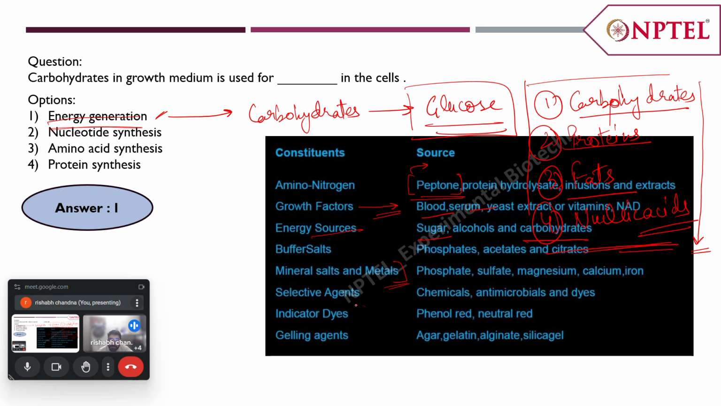Then we have selective agents that help us to grow only the specific cells but not the contaminations. For example, in animal cell culture, the major contamination is microbes, so we use certain antibiotics so that the microbes do not grow in that culture. Then the indicator dye, for example, we use phenol red. Then the gelling agents like agar or alginate or gelatin that we use mostly in case of plant and bacterial cell culture, but not in case of animal cell culture. Any doubts in this particular question?